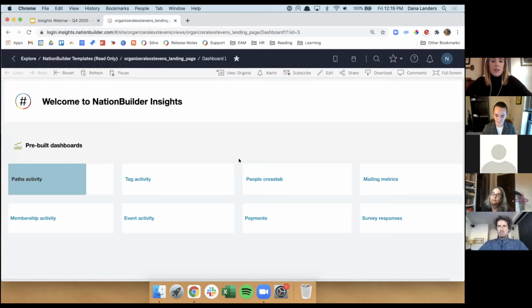So when you log in, I'm in a demo environment right now, but the fun thing about Insights is that it comes with a set of pre-built standard reports that our data science team has put together. So every instance of Insights, depending on if you're using certain aspects of this, like memberships, for example, payments, like donations and transactions, these dashboards will already exist in your nation.